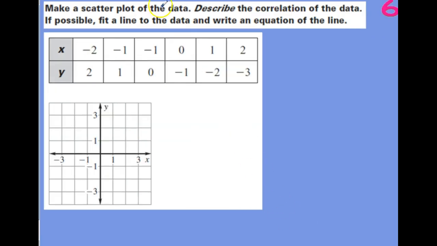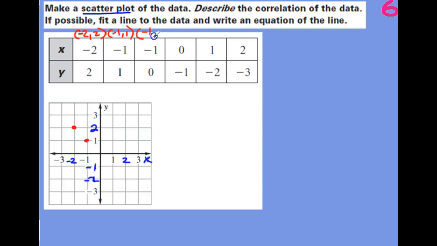Here's another one, but this time we actually have to make the scatter plot ourselves. So let's plot our points x, y. I'm going to put our numbers on here so that we can see where we're plotting. Oops, negative 2. So first, this point is negative 2, 2, x, y. Negative 2 to the left, and then y is up 2. Our next point is negative 1, 1. So negative 1, up 1.